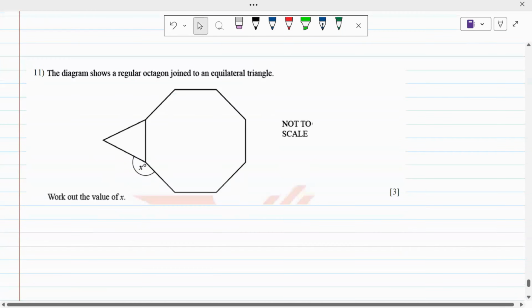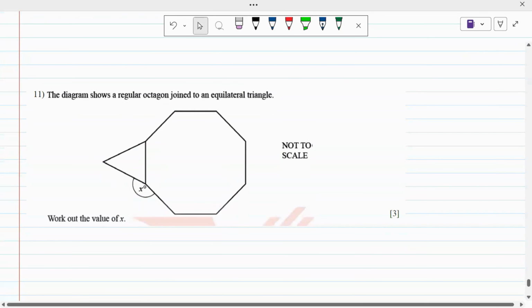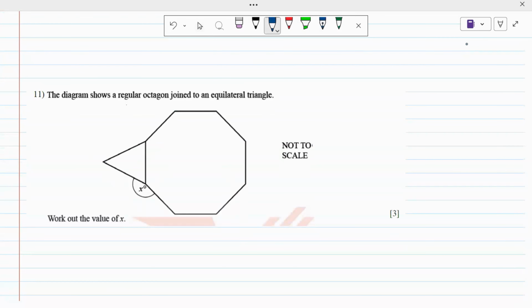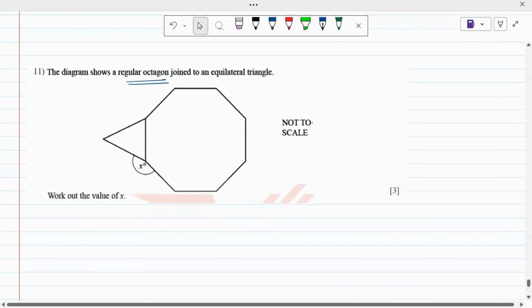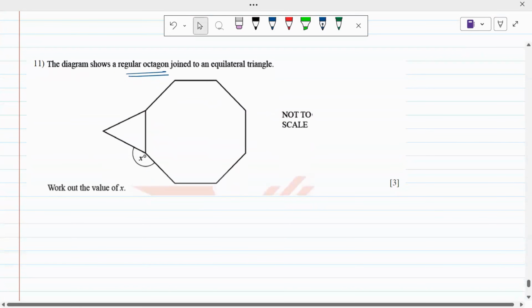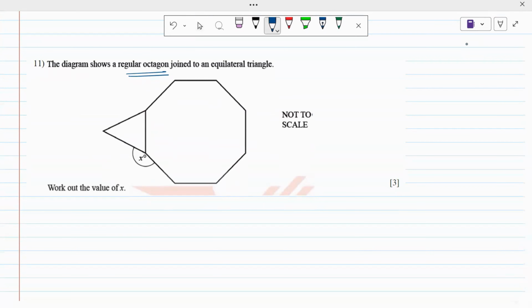Moving onwards, this is another past paper question. And here again, it's using the word regular polygon. This question talks about a diagram that shows a regular octagon joined to an equilateral triangle. So there are two important terms to be highlighted: it's a regular octagon and it's an equilateral triangle. Equilateral triangle means all three angles are 60 degrees. So this is 60, as well as this one and this one. And we have to find this value of x.